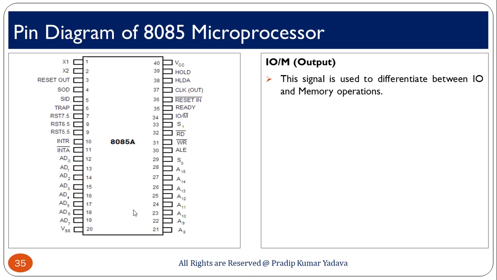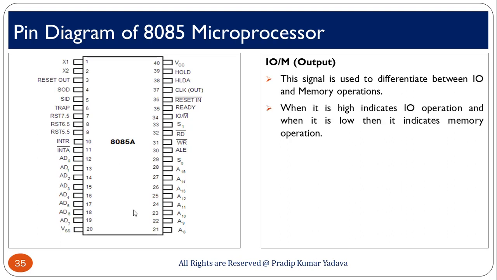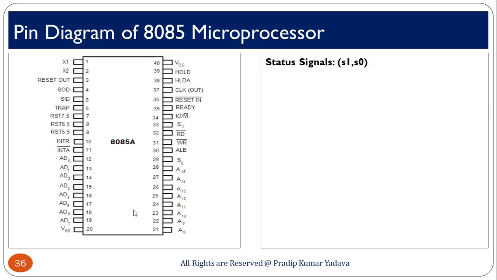Now talking about IO/M, input output memory. Basically this signal is used to differentiate between input output and memory operations. By using this pin, we can find out which type of operation is going on in the microprocessor, whether that operation is related to an input output device or to memory. When it is high, it indicates an input output operation, and when it is low, it indicates a memory operation. Status signal: basically it is used to know the type of current operation of the microprocessor.